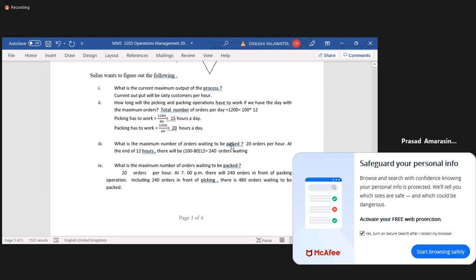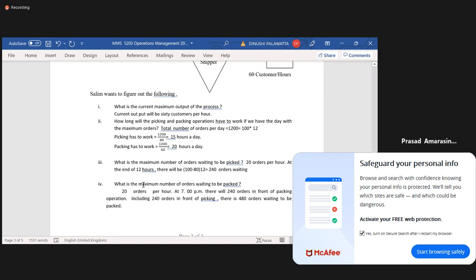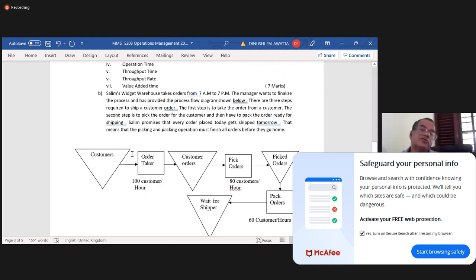We should see the diagram, right? See, 100 customers per hour take orders. So for 12 hours, you take 1,200 orders. And then picking works at 80 customers per hour. That is slower than this. So here 20 customers have to wait every hour.